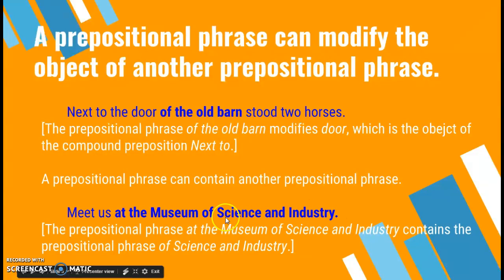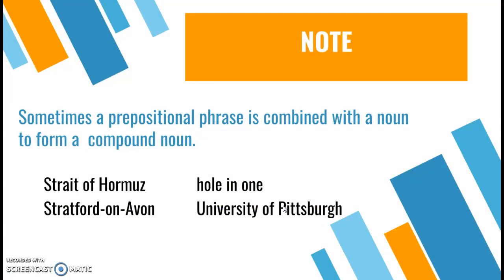So we've got of Science and Industry, which is a prepositional phrase within this one, at the Museum of Science and Industry. It's not two separate prepositional phrases like this was, for the fact that Museum of Science and Industry is the proper noun for this museum that we're going to. So you would include all of that if you were telling me what the noun was.